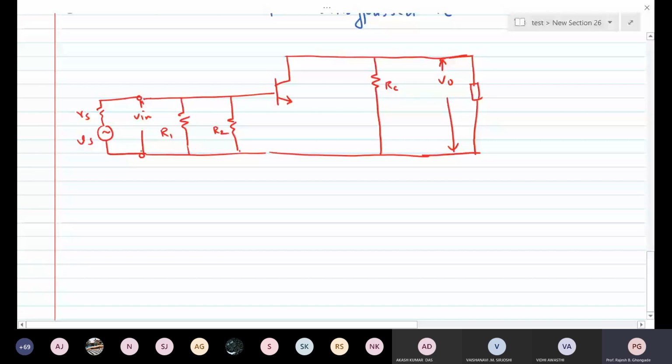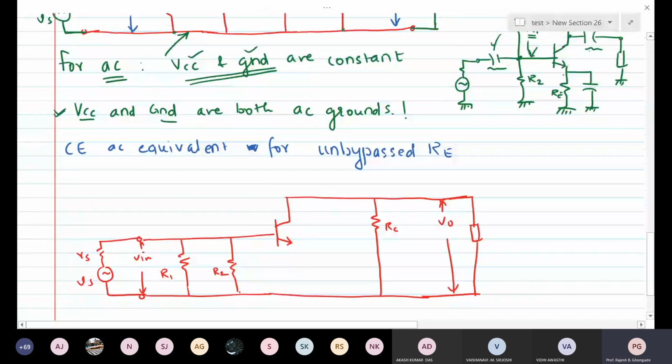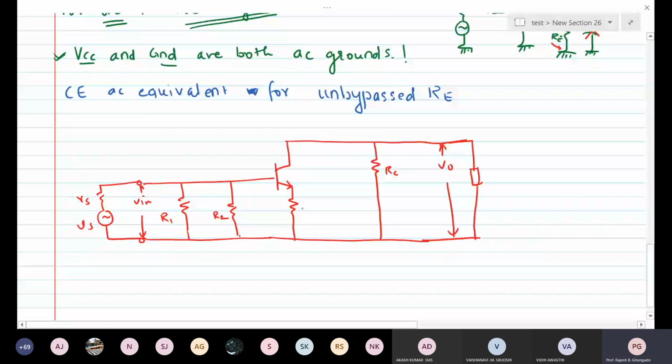Yes, what is going to be the modification? Now RE is not bypassed. So where is one end of RE connected? In the ground. One end is connected here to the emitter, another end is connected to ground. Now this is not there. So where do I connect it? It will be like this. This will be your RE. Is that okay? Yes, sir. Very good. All right.